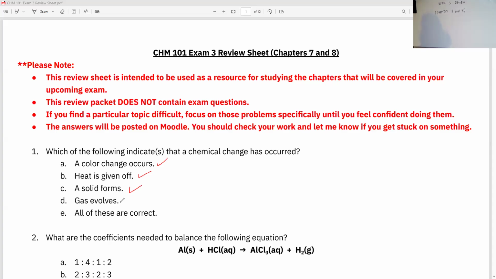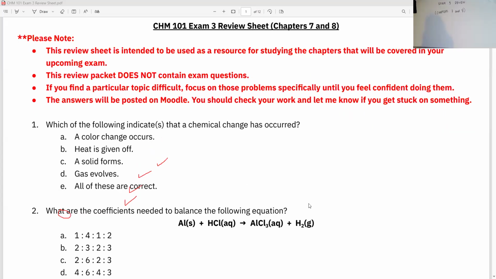A gas evolves. That word evolve means it's been given off as a result of the reaction. So, if you see bubbling occurring when you mix two of your reagents together, that would be gas evolving in that situation. But that is also an indicator that a chemical change has happened. So, in this case, all of these are correct. All right.